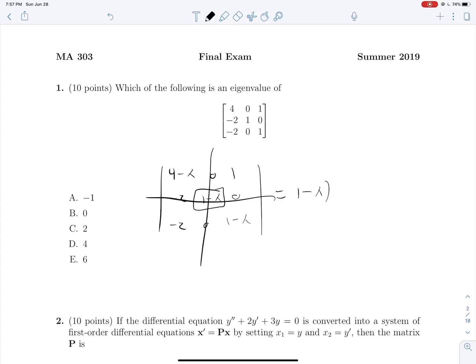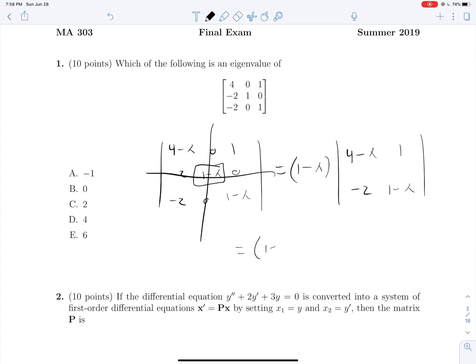So that's 1 minus lambda times the determinant of 4 minus lambda, 1, negative 2, 1 minus lambda. That gives us 1 minus lambda times 4 minus lambda times 1 minus lambda plus 2, and all of that's equal to 0. Now inside here we will get lambda squared minus 5 lambda plus 6, which can factor. What will that factor to? Lambda minus 2, lambda minus 3. So lambda minus 2, lambda minus 3 in there.